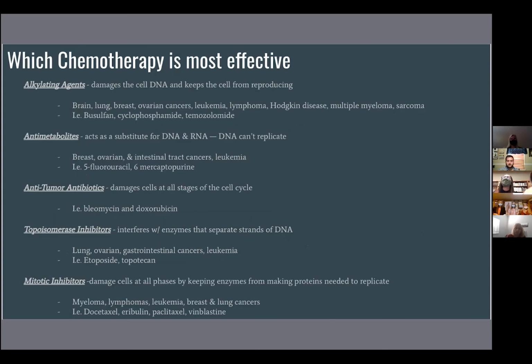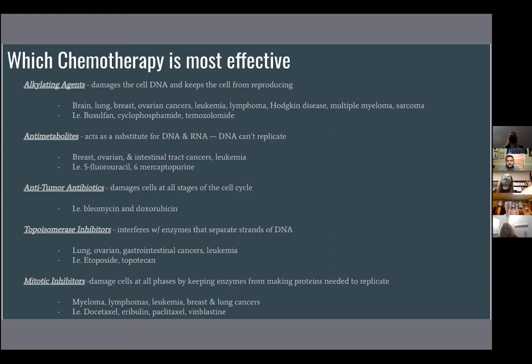So which chemotherapy is the most effective? We will be talking about 5 different types of chemotherapy. The first is alkylating agents. These damage the cell DNA and keep the cell from reproducing. This works for brain, lung, breast, ovarian cancers, leukemia, lymphoma, Hodgkin's disease, multiple myeloma, and sarcoma. Examples of this would be busulfan, cyclophosphamide, and temozolomide.